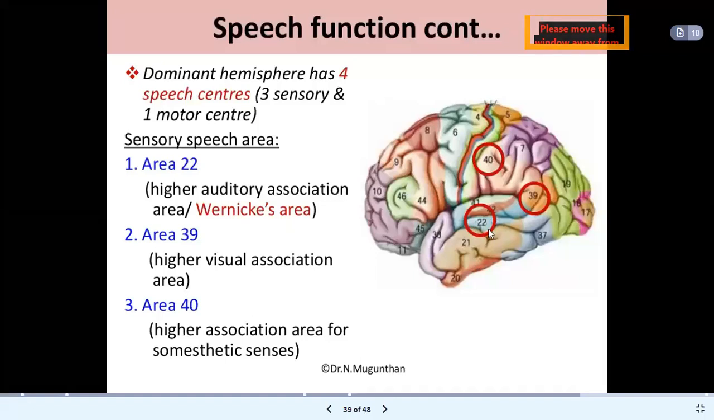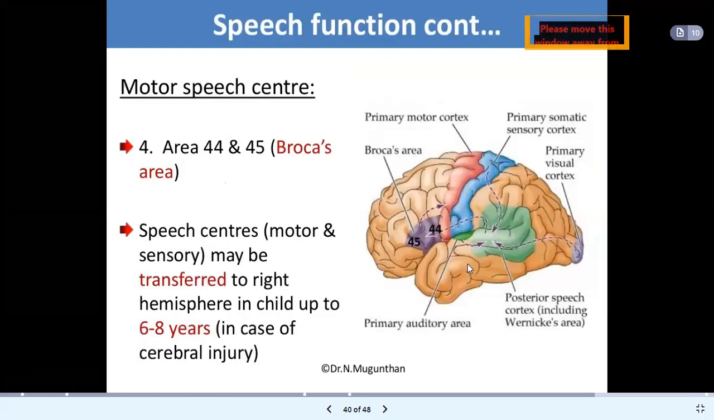Sensory speech areas are area number 22, which is the higher auditory association, Wernicke's area. We have area number 39, the higher visual association area, and area number 40, the higher association area for somesthetic senses. Then motor speech areas, which are very, very important.